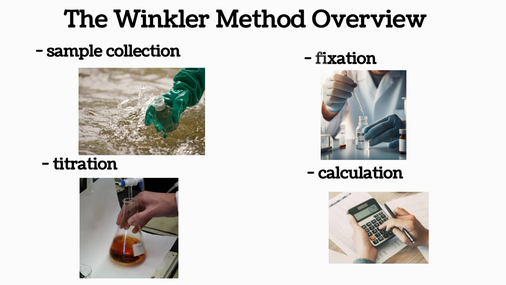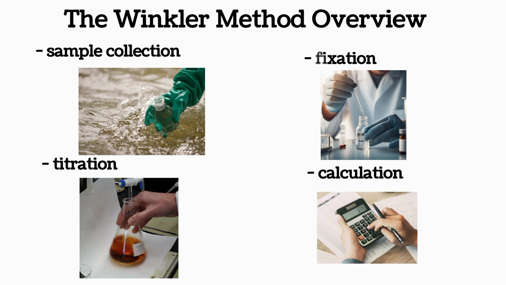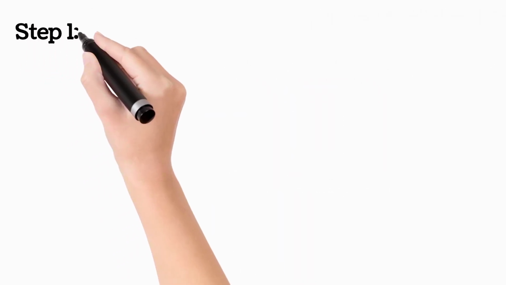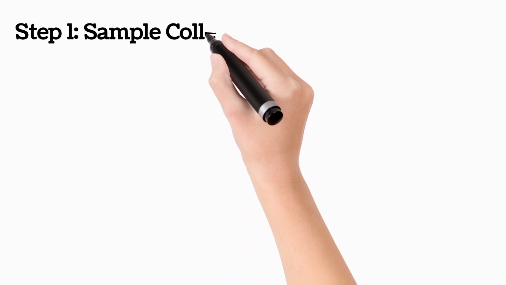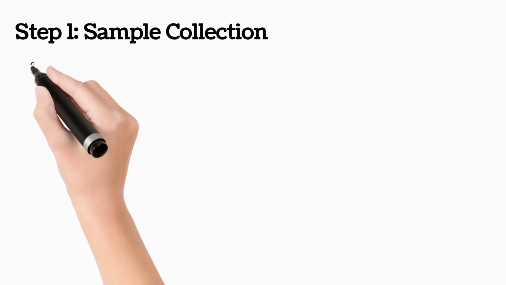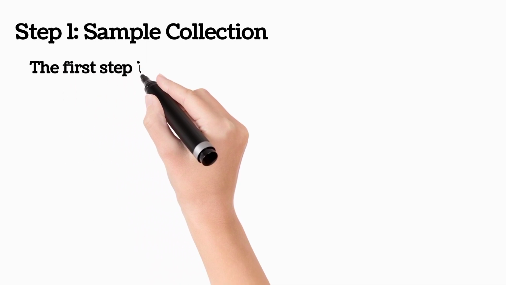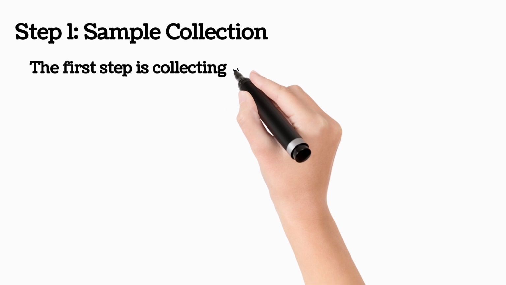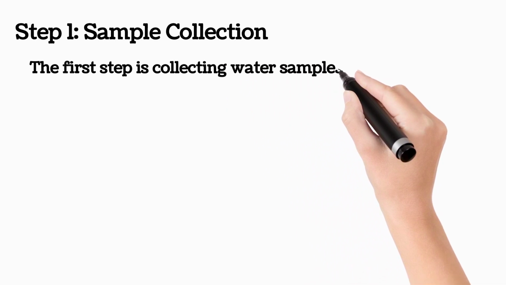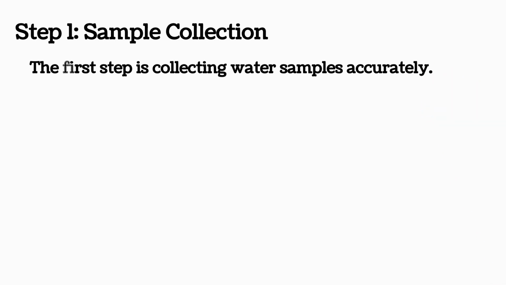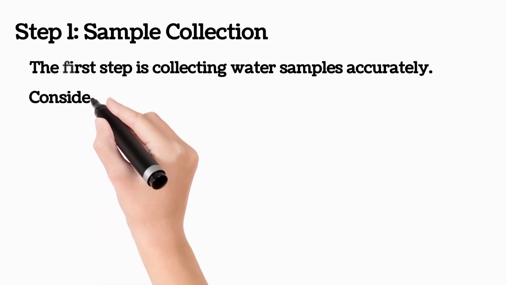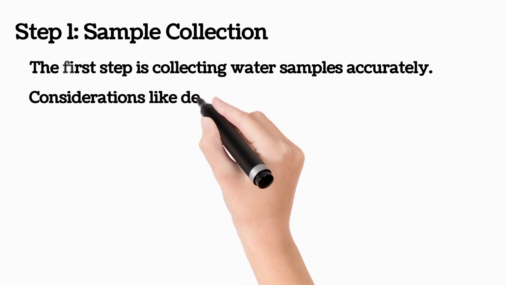The chemical reactions involved in each step contribute to the method's accuracy. The first step is collecting water samples accurately. Considerations like depth and location play a crucial role in obtaining representative samples.